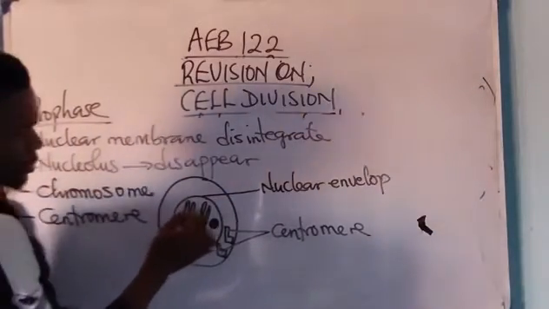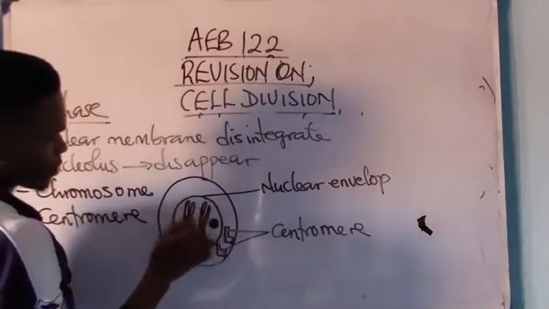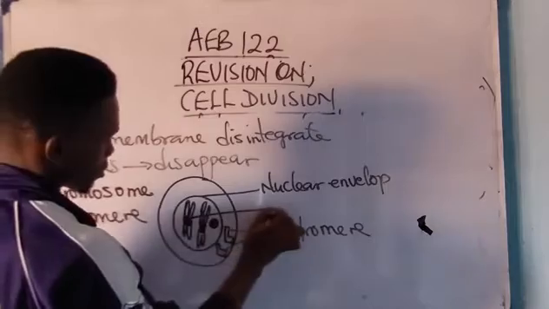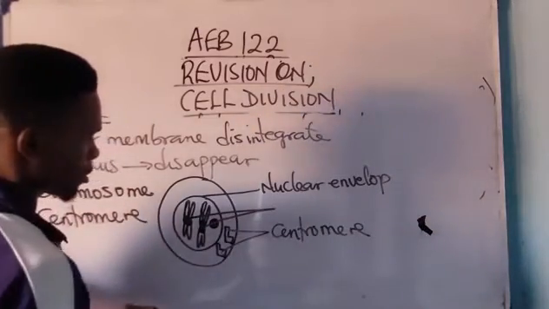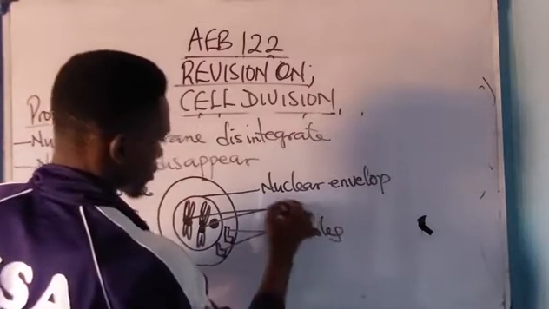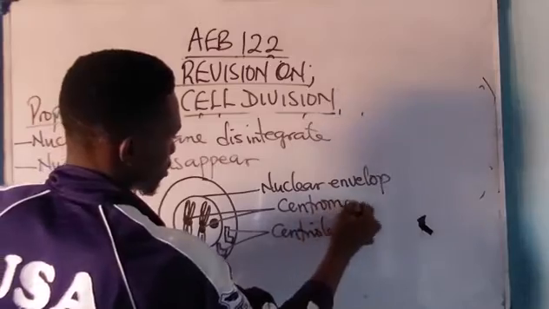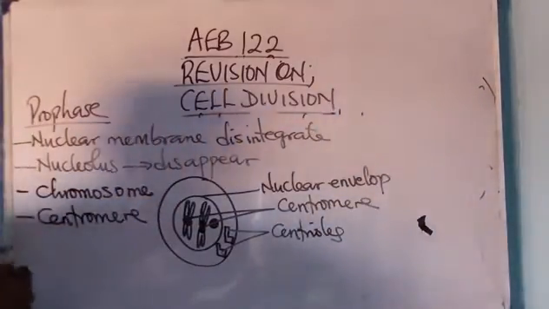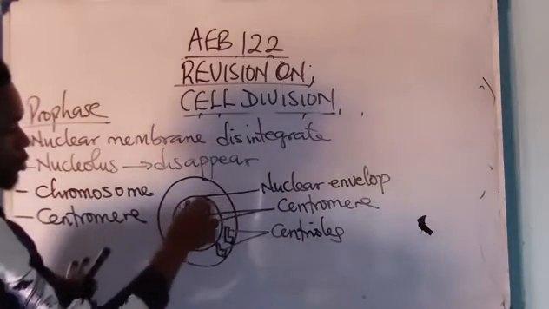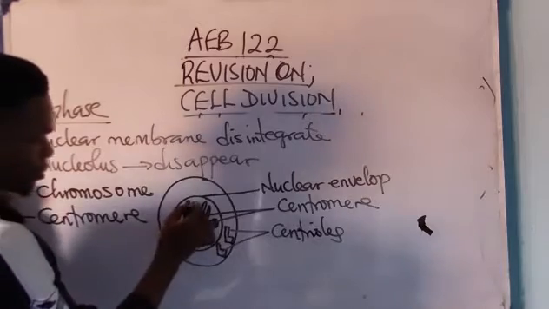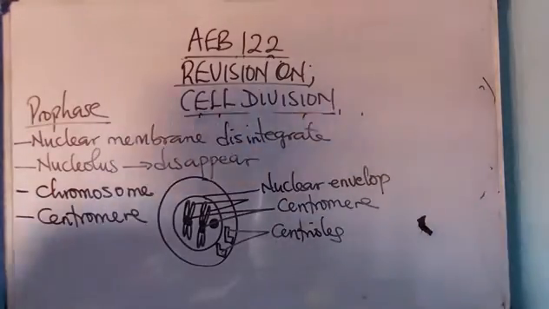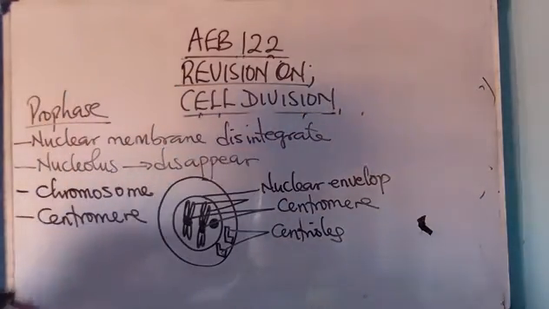Now this middle here, where the chromosomes are found attached, this is centriole, sorry. Centrioles. You have the centromere. Okay, so you can see the chromosome has a pair of sister chromatids. All right, these two structures here. Now chromosomes have formed. Okay, now that is prophase. Nuclear membrane disintegrates, nucleolus disappears, chromosome is formed.